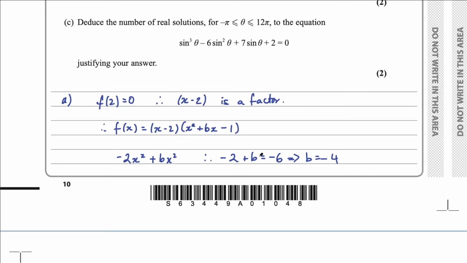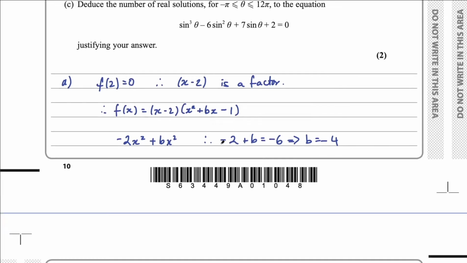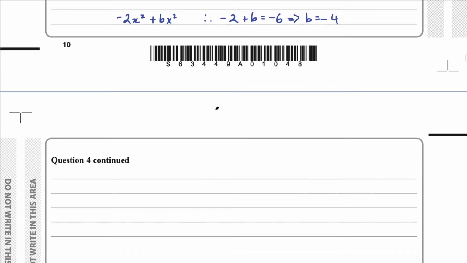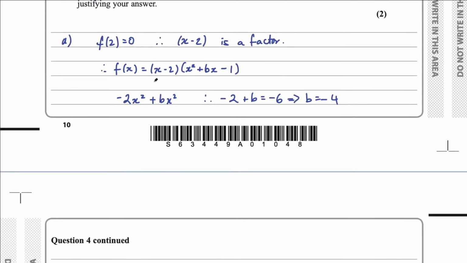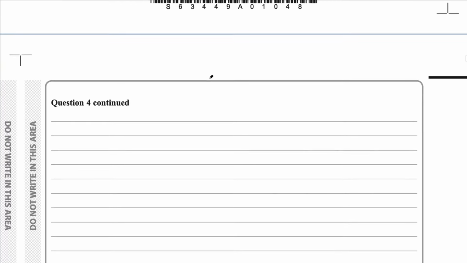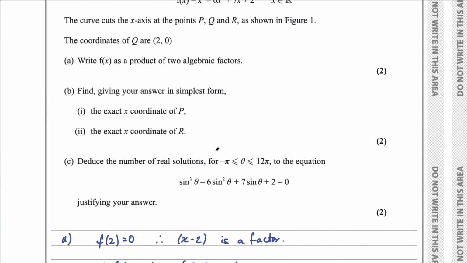Now, there are plenty of methods to do that. If you want to find a particular method that suits you, just search factorizing cubics, and that should give you a lot of different options. But now we have the value of b, therefore we can say f of x is going to equal x take 2 multiplied by x squared take 4x take 1. Okay, so that was part A.